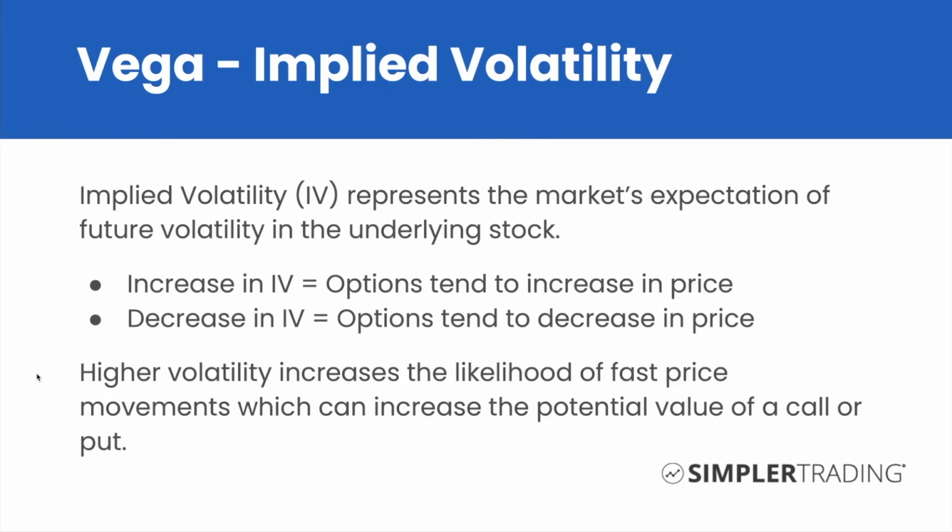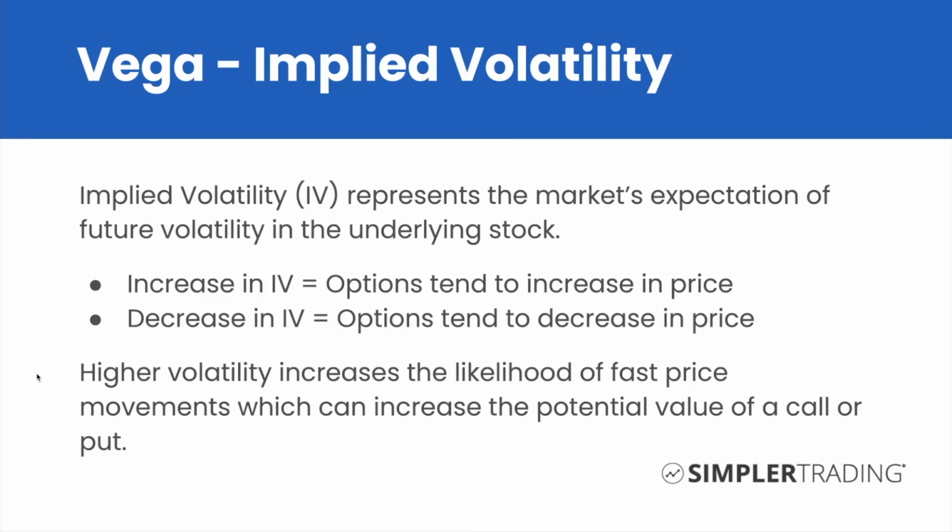Vega is the Greek for implied volatility in this case. Implied volatility represents the market's expectation of future volatility in the underlying stock. An increase in implied volatility means that options tend to increase in price. So if the implied volatility is going higher, that has a positive effect on bought calls or bought puts, because IV, or Vega, is an input into the option's price. If the IV goes up, the option will tend to increase in price, all other things remaining constant.